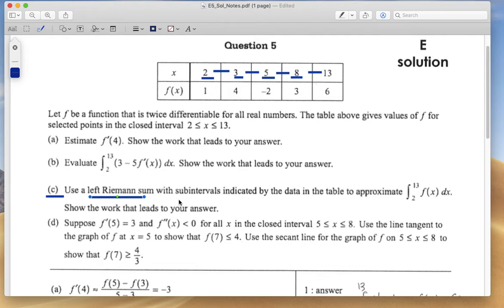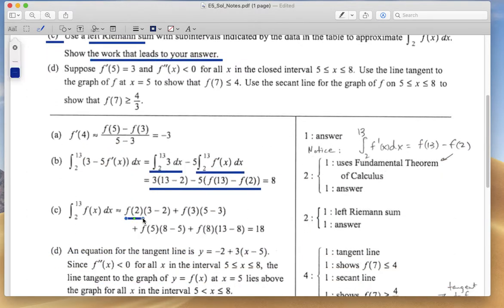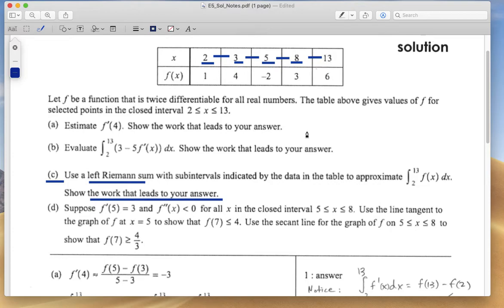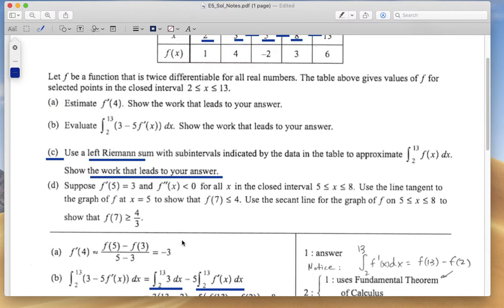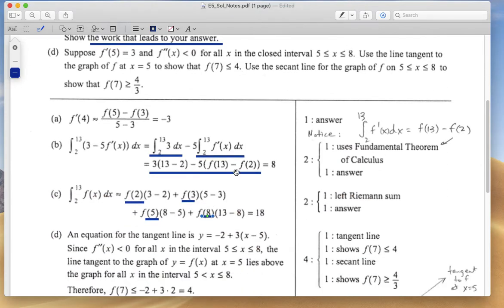So let's see what work it takes to show your answer here to get credit. Let's see what they did. Here are all the heights of the rectangles. Notice they didn't use f of 13. And then their delta x's, 3 minus 2, 5 minus 3, 8 minus 5, 3 minus 2, 5 minus 3, 8 minus 5. Do a whole bunch of arithmetic and you get the answer. Where do the points come in?